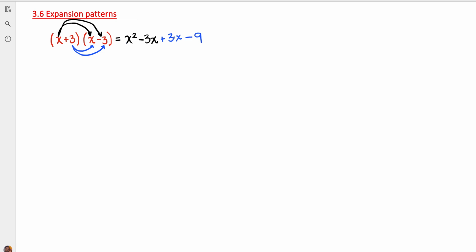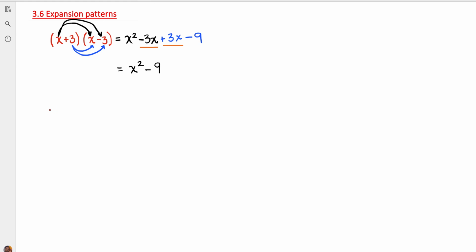Wonderful. When I simplify these ones, which ones are like terms? So negative 3x and positive 3x. Agree? So this one is equal to x squared. Negative 3 plus positive 3 is equal to 0. Agree? So I don't have to write it down. Negative 9. Okay? Wonderful.